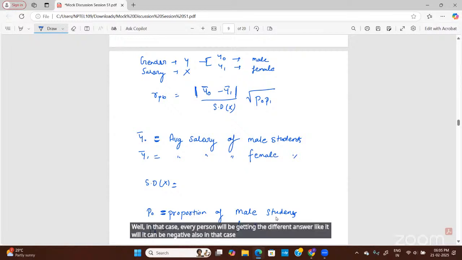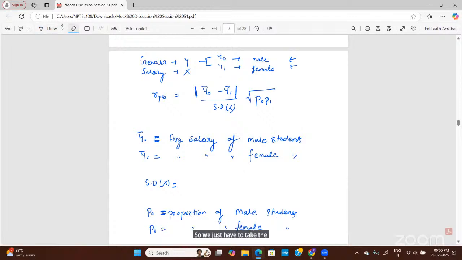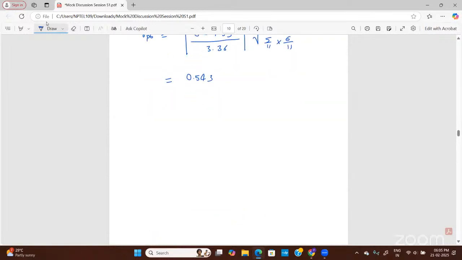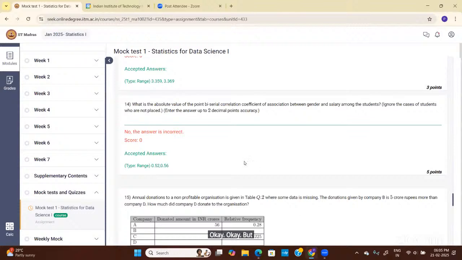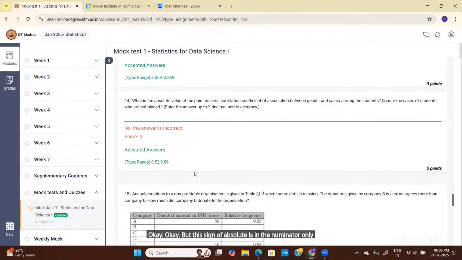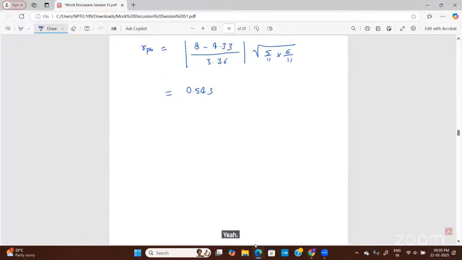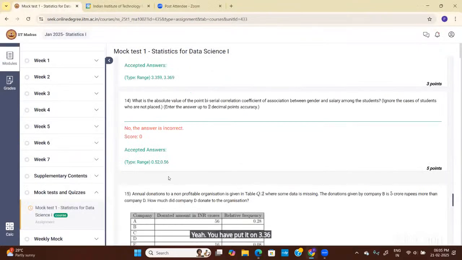So that's why, since it's a categorical variable, we are not preferring that male is greater than female or female is greater than male. We just have to take the difference between these two. That's why we take the absolute value. But this absolute sign is in the numerator only, ma'am? Yeah, for the numerator only. You have put it on 3.36 also, so that's why.